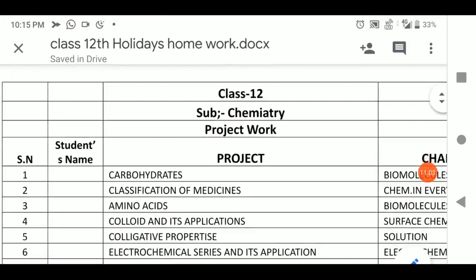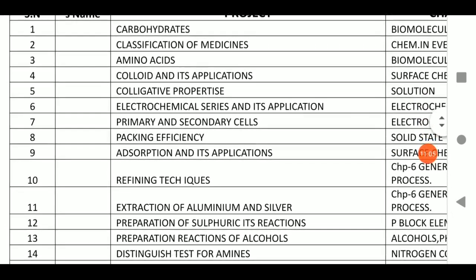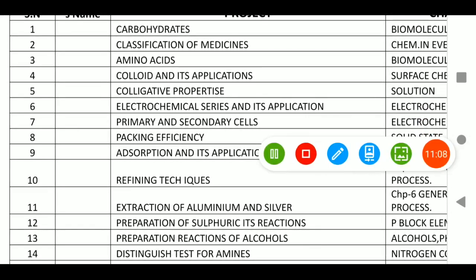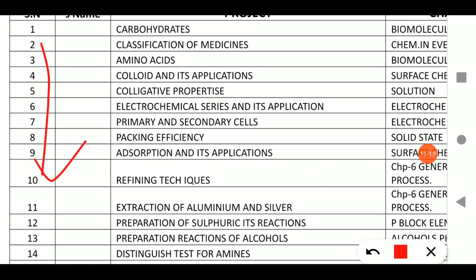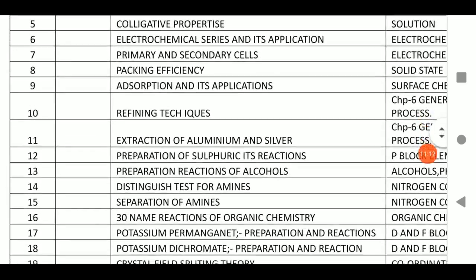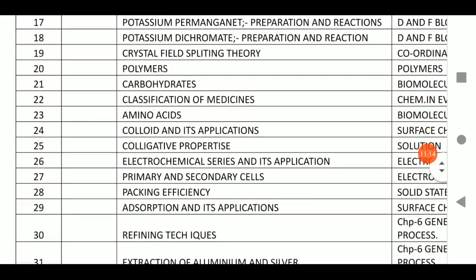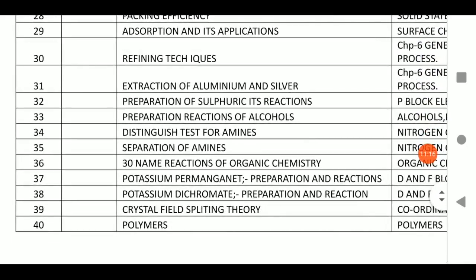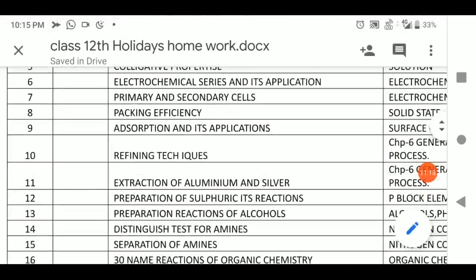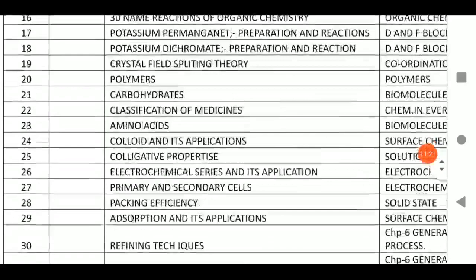Look here, student. Roll number 1, 2, 3, these are roll numbers. The sequence is according to your 11th class roll number. Just choose the project and start doing the work. Finish it in June. I will check in July. Goodbye.